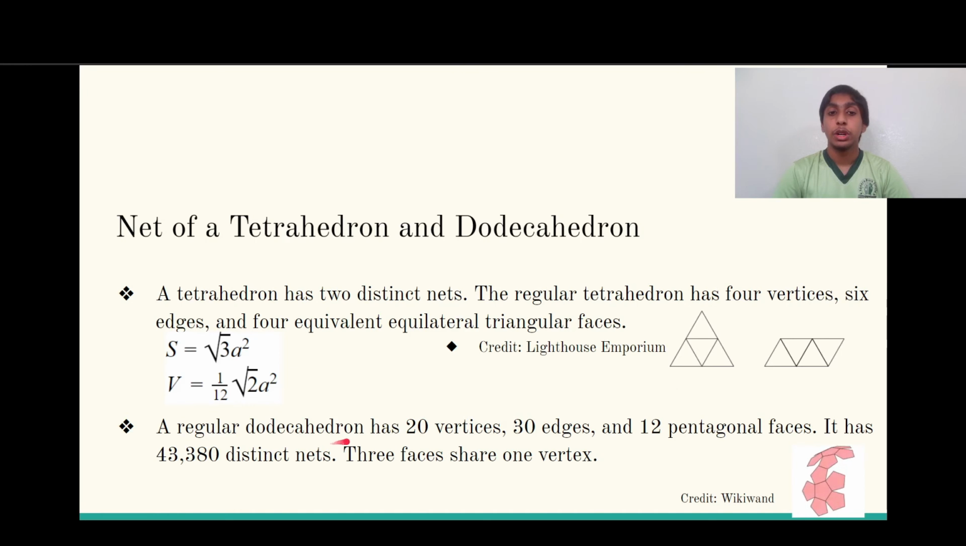Now, a regular dodecahedron has 20 vertices, 30 edges, and 12 pentagonal faces. It has 43,380 distinct nets. 3 faces share 1 vertex. Obviously, I can't show all 43k of these nets down here, but I have given one picture of this, basically a net folding to make the shape. So if you see, this is the original net of the dodecahedron, and it slowly folds into your 3D shape. And that's basically what a net is.